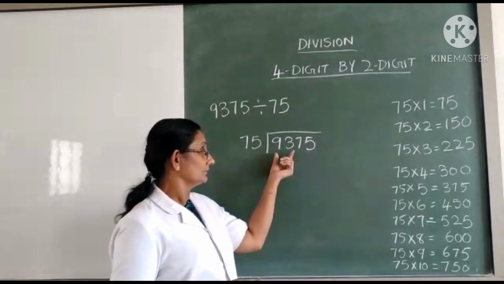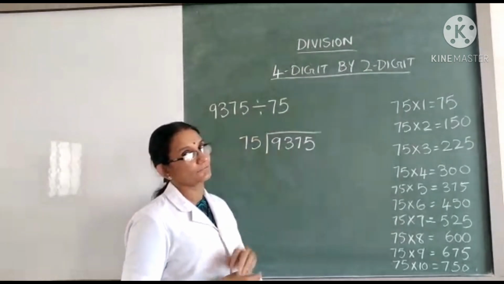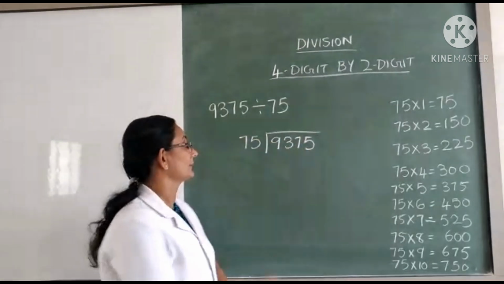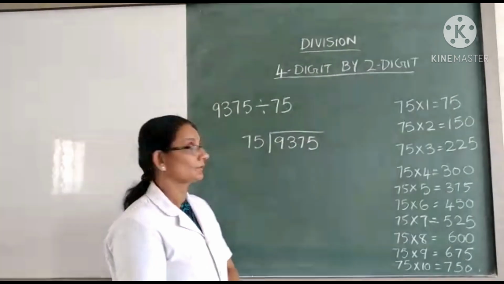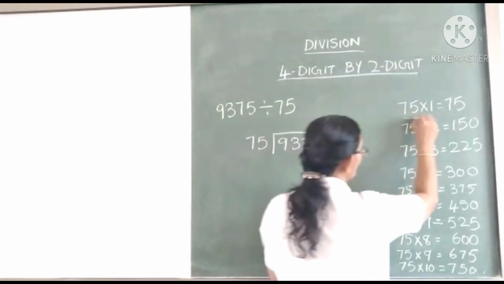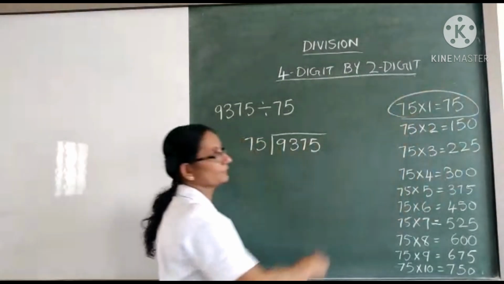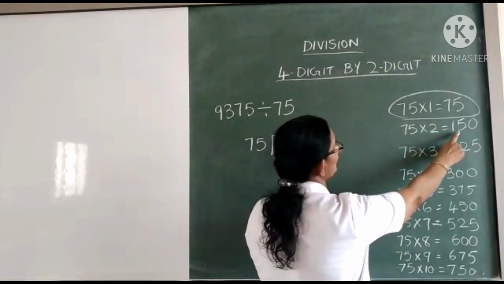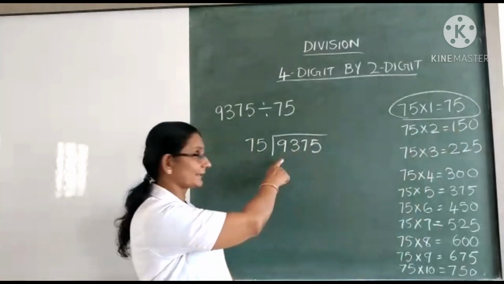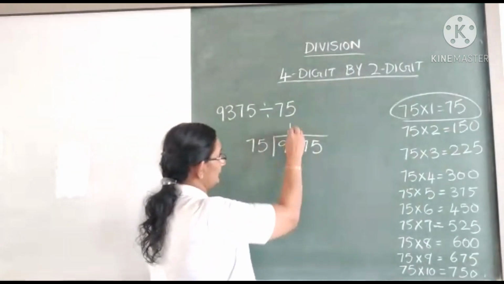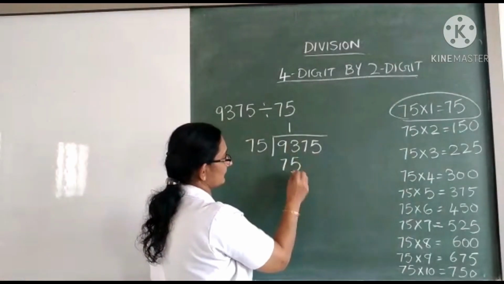Now let us consider the number 93 first. And now let us see how many times 75 goes in 93. Okay, can you tell me? Yes, it goes only one time, because 75 into 1 is equal to 75 and 75 into 2 is equal to 150, which is greater than 93, isn't it? So 75 into 1 is equal to 75.